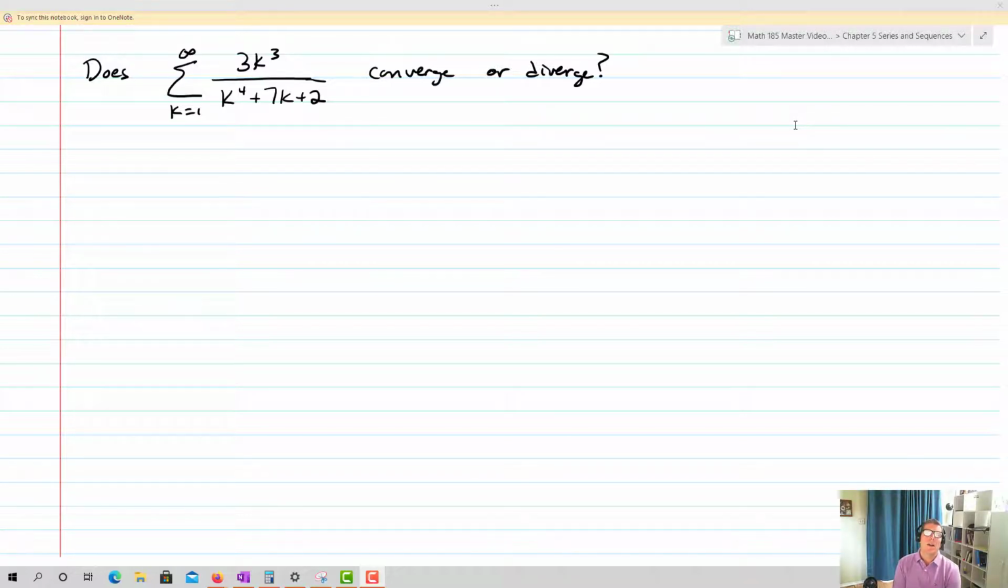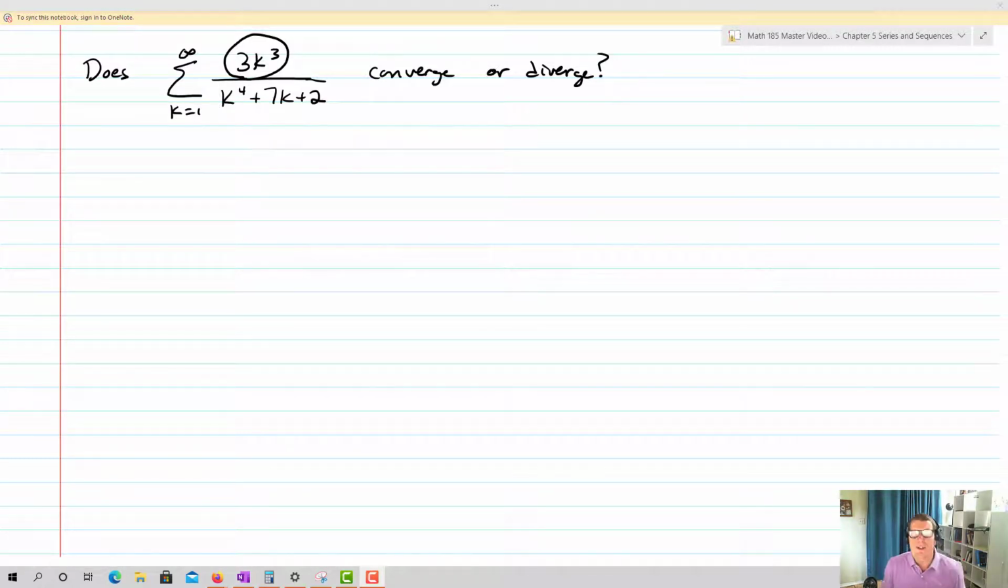Now, the thing that we're going to notice here is that I've got 3k cubed on the top. And so, consequently, we're looking at something a little bit different. It's not a simple reciprocal in this case. It's something where we're going to have to do a little bit of algebraic manipulation. But I still want to use the comparison test here, because it'll end up becoming very clear as to what our comparison actually should be.